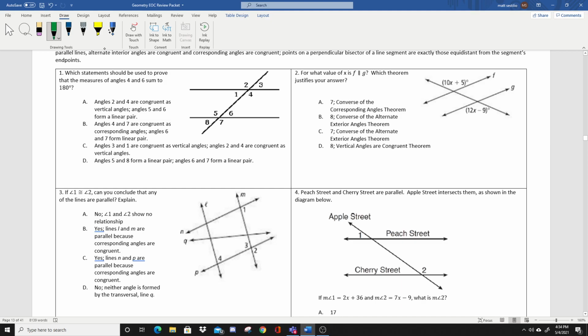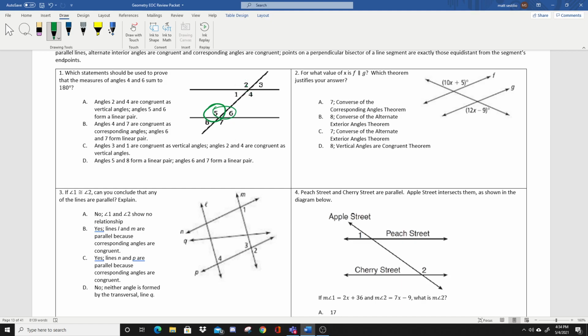Angles 2 and 4 are congruent as vertical. That's true. Angles 5 and 6 form a linear pair. Linear pair means they're supplementary, they make 180. This is pretty good information, but you would want to see that angle 2 is the same as angle 5 because those are corresponding. Since 4 is the same as 2, and 2 is the same as 5, that means 4 is 5. But they don't include that there, so you won't necessarily need to do that.